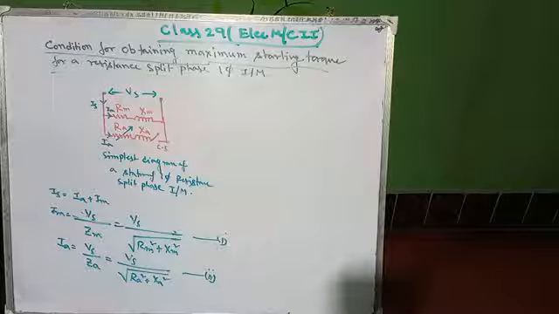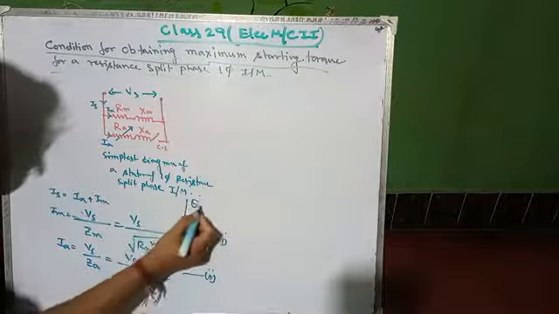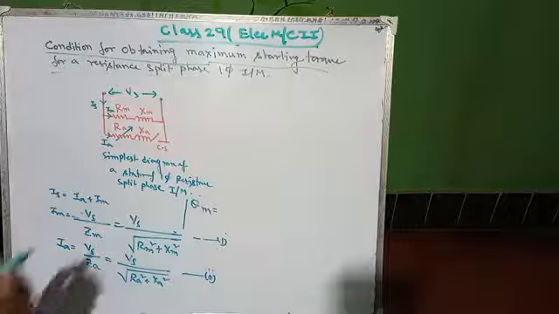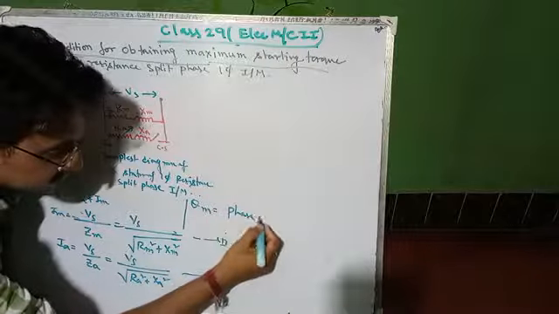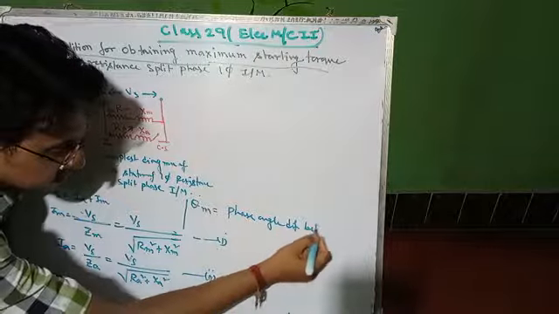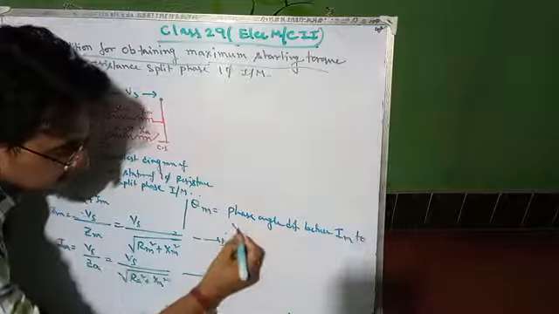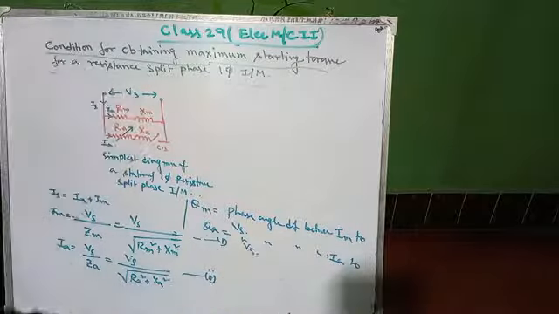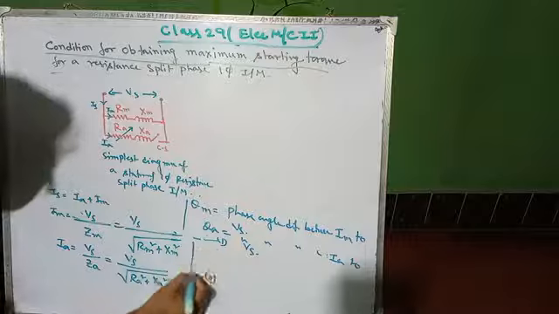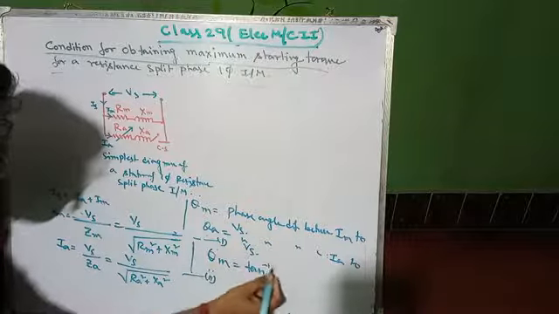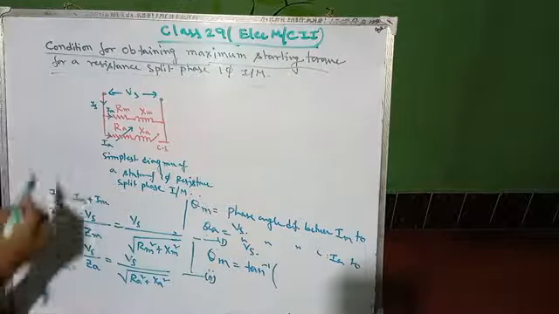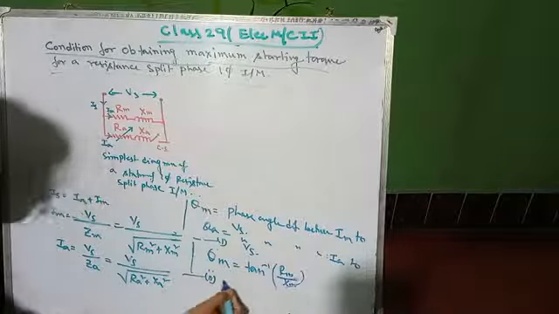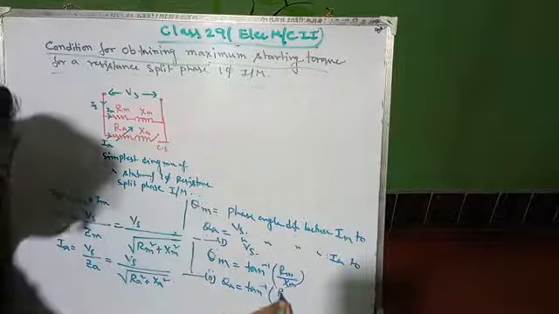Now write theta m equals the phase angle difference at which Im lags behind Vs, that is the phase angle between Im and Vs, and theta a equals the phase angle difference between Ia and Vs. Theta m and theta a I have already calculated. In case of the main winding circuit, theta m equals tan inverse Rm by Xm, and theta a equals tan inverse Ra by Xa.